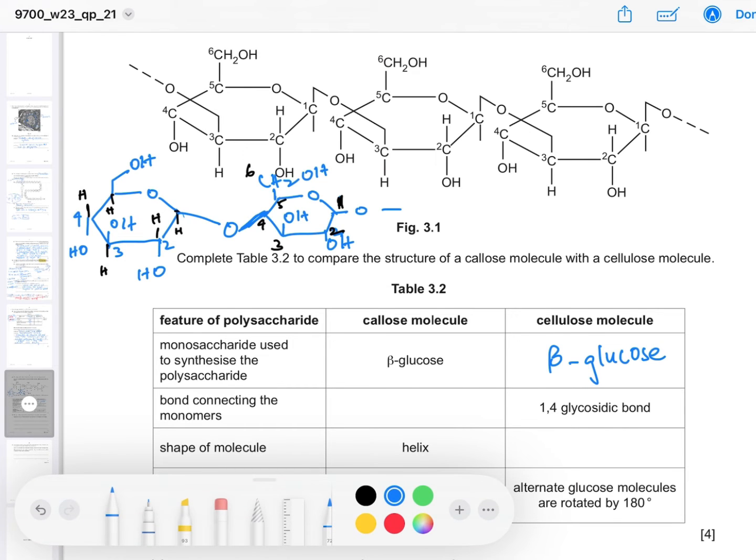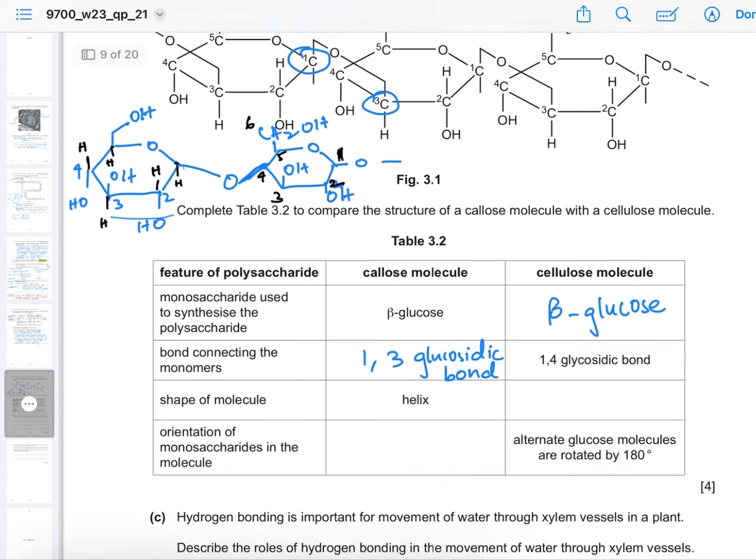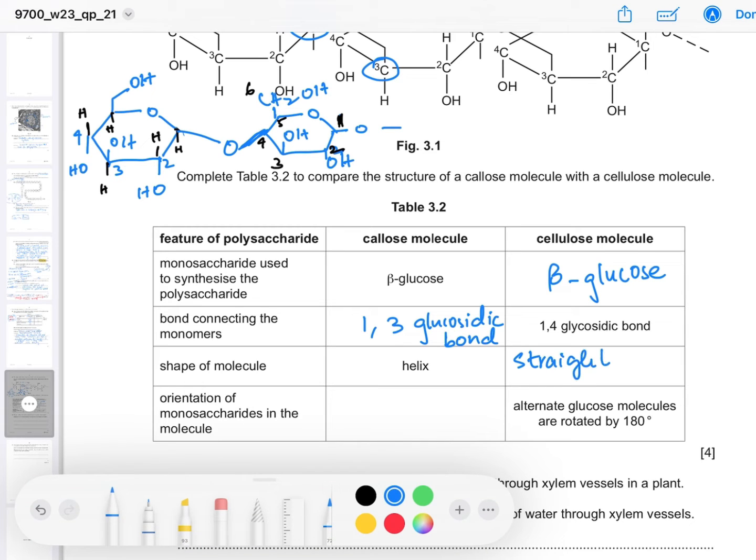Now the bond connecting monomers in a callose molecule is a 1,3 glycosidic bond, as the bond connects the first carbon atom and the third carbon atom in adjacent monomer molecules, and it's a glycosidic bond because you've got carbon, oxygen and carbon all single bonded. Now the shape of a callose molecule is a helix, and you're supposed to describe the shape of a cellulose molecule. Well, a cellulose molecule has a straight or linear shape.